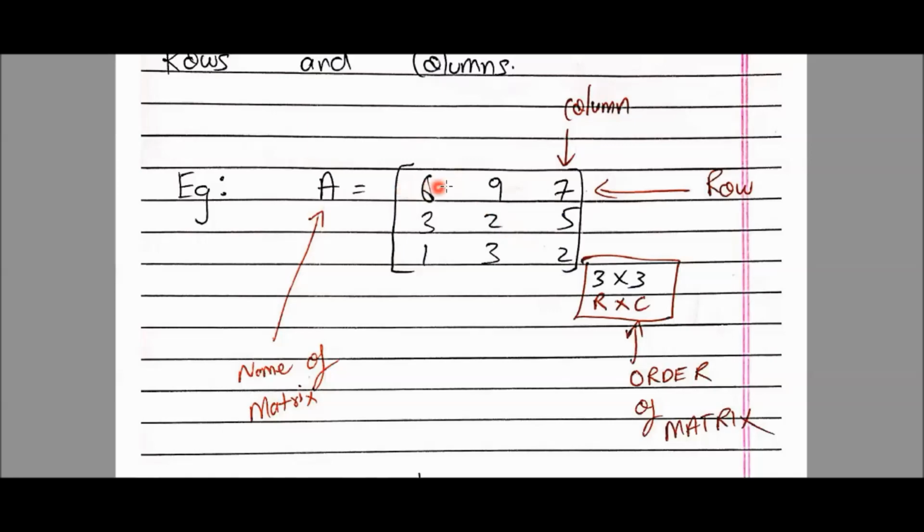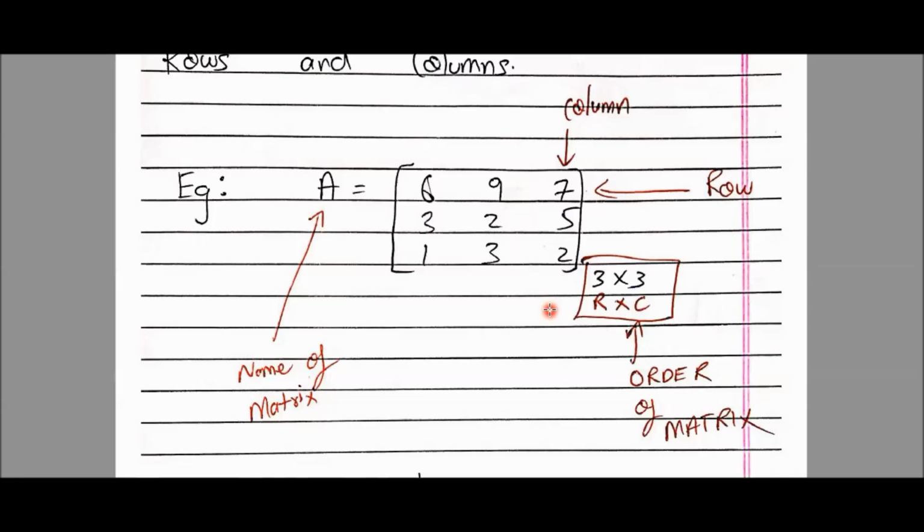Can you all see this 6, 9, 7? Horizontally arranged. The horizontal arrangements are called rows. So I will say 6, 9, 7 is my first row. 3, 2, 5 is my second row. 1, 3, 2 is my third row. Similarly, vertical arrangements are called columns. 6, 3, 1 is my first column. 9, 2, 3 is my second column. And 7, 5, 2 is my third column.